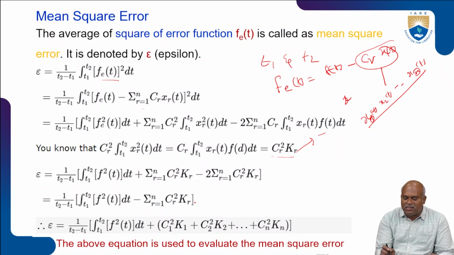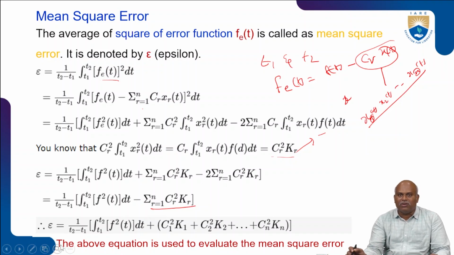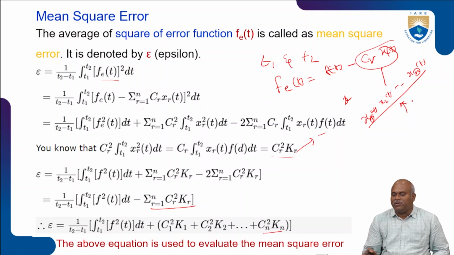Now I expand this equation. The epsilon value is equal to 1 by (t2 minus t1) integration from t1 to t2 of f squared(t) dt minus c1 squared k1 minus c2 squared k2, and so on, up to however many divisions there are, and that completes our mean square error for the signal cases. The above equation is used to evaluate the mean square error.